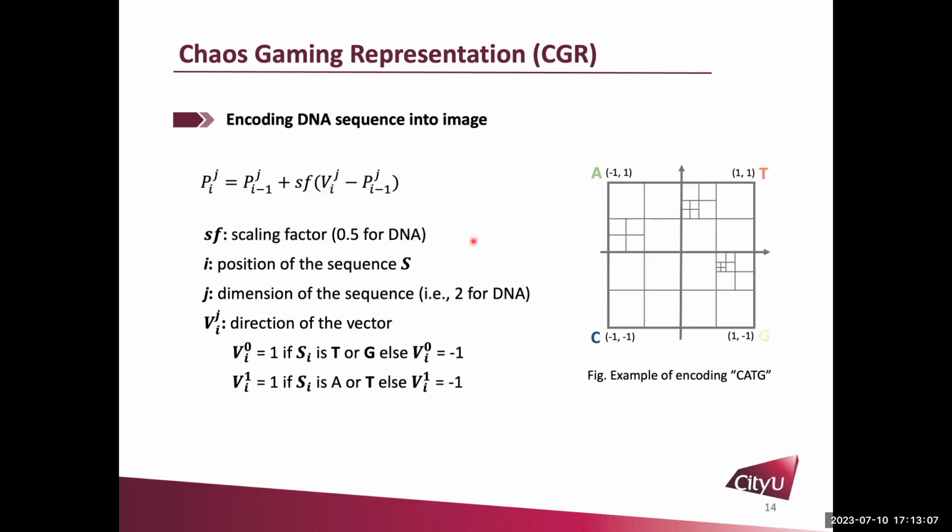For example, if we have a sequence CATG and imagine we will start from 0, 0. The first letter is C and corresponding to the row, both V_{i1} and V_{i0} will be -1. So we will take one step from 0, 0 to -0.5, -0.5. And we continue the move according to the rules and finally form a unique path.